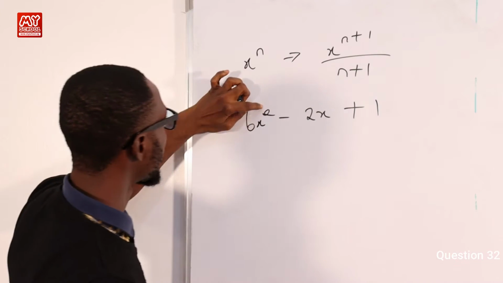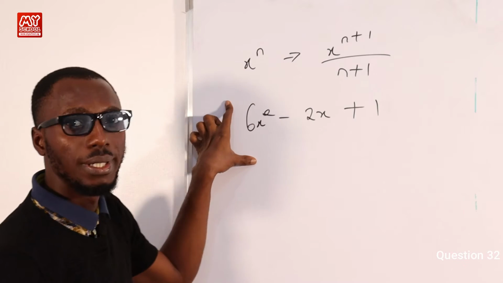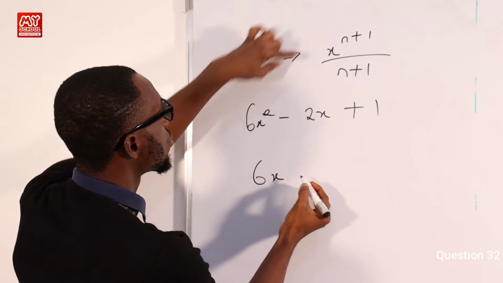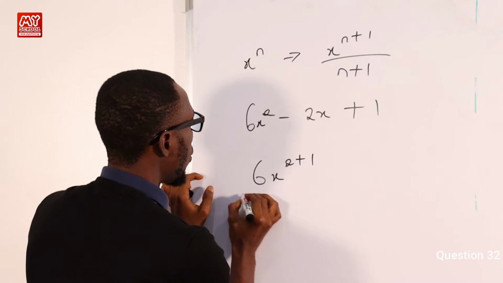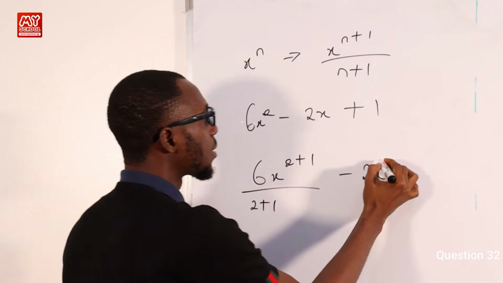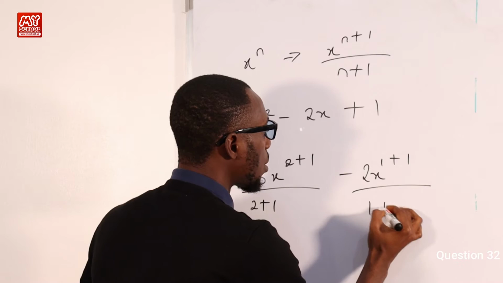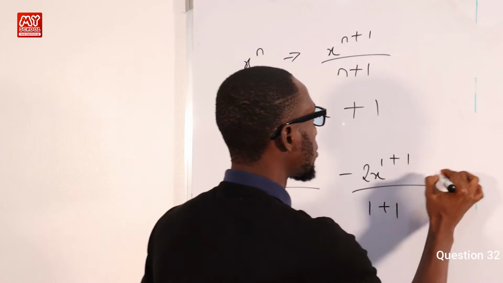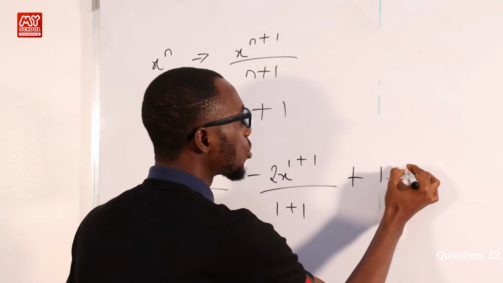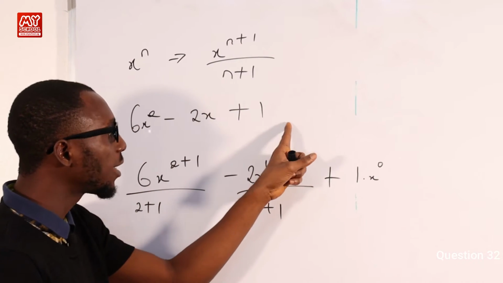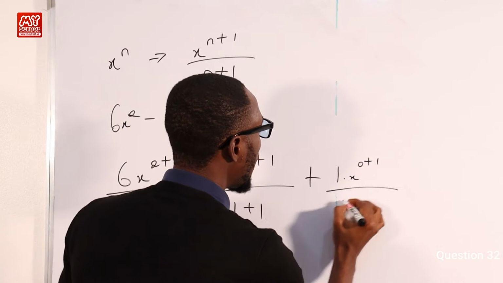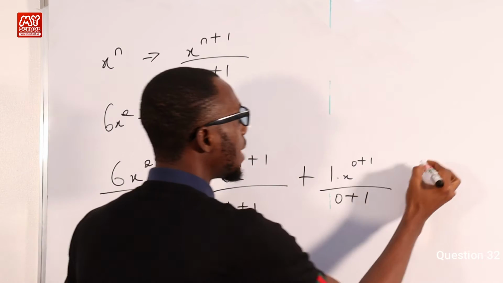If you look through this, this represents your n. So just use this to work on this together. So we have 6x raised to power 2 plus 1 over 2 plus 1, minus 2x raised to power 1 plus 1 over 1 plus 1. Remember, this is integration. The 1 really means 1 times x raised to power 0, because anything raised to power 0 is 1, so 1 times 1 gives you 1. That's the logic behind it. So that is 0 plus 1 over 0 plus 1, plus the constant c.